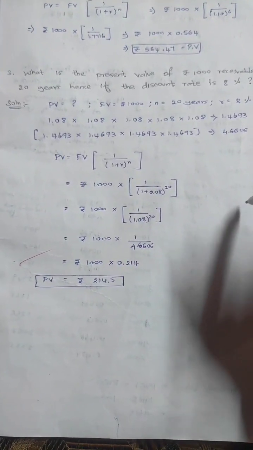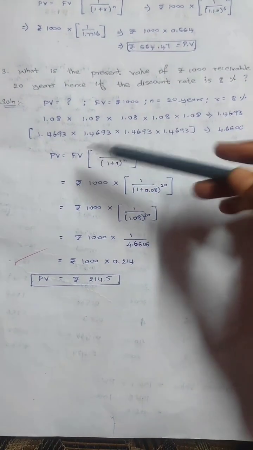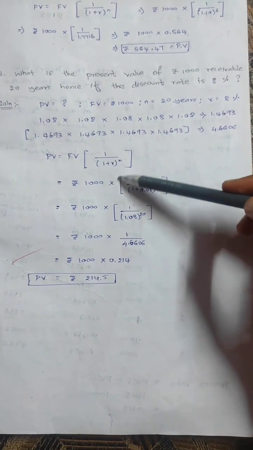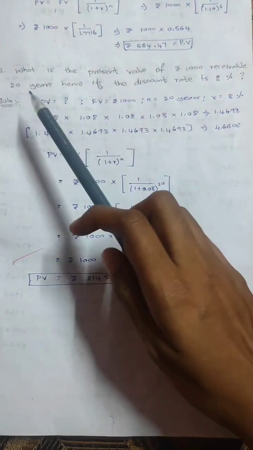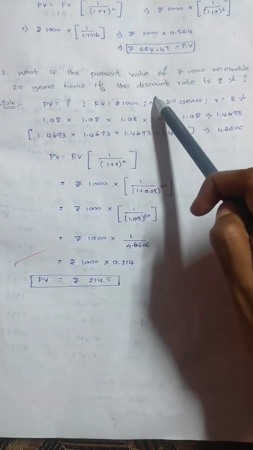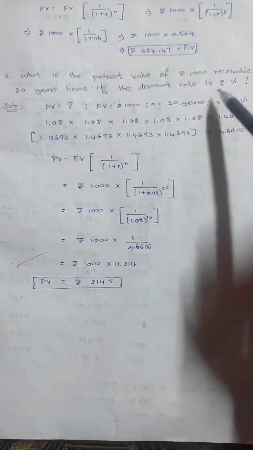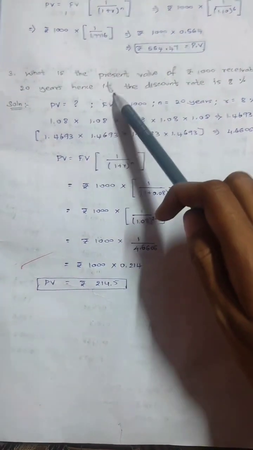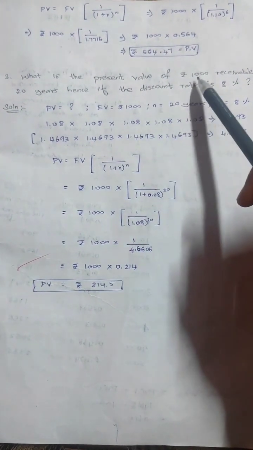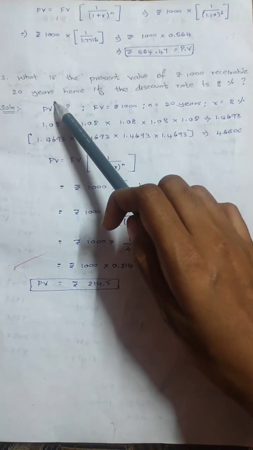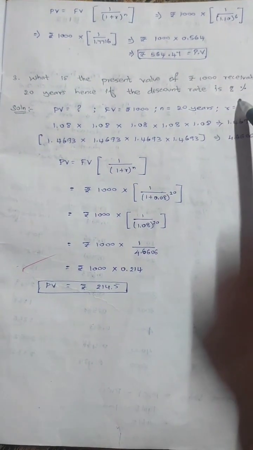Now we will solve PVIF sums. So the formula is present value equal to future value into 1 divided by 1 plus r whole power n. Here the question is, what is the present value of rupees 1000 receivable 20 years hence if the discount rate is 8%? So they asked us to find present value, and the future value of rupees 1000 is already given for 20 years, that is n, and r is equal to 8%.